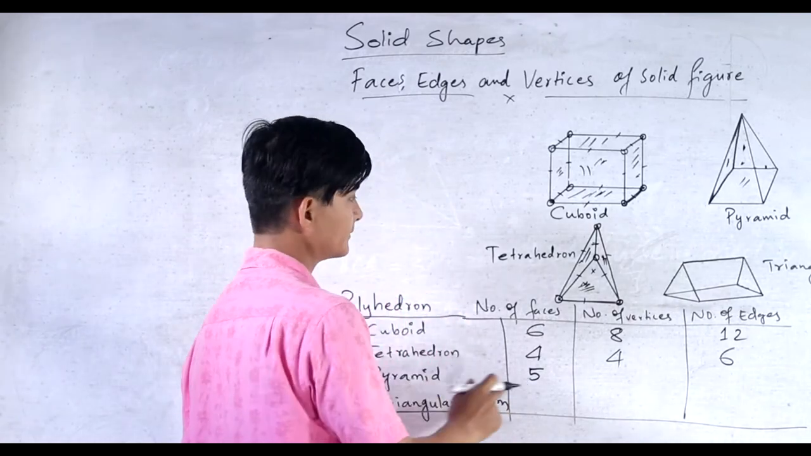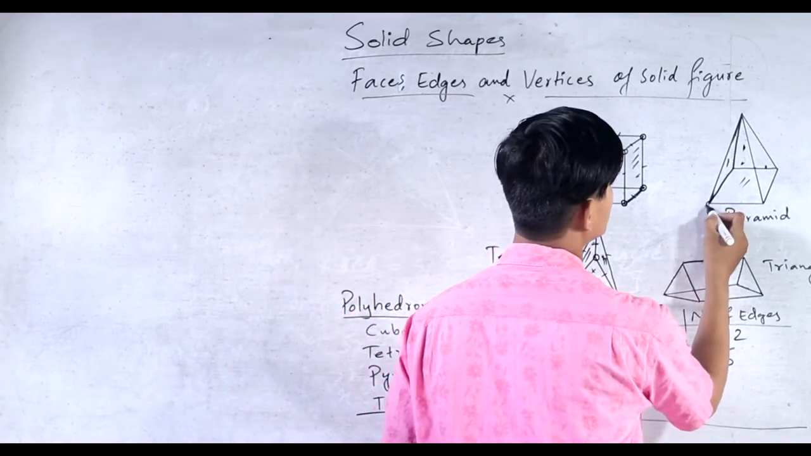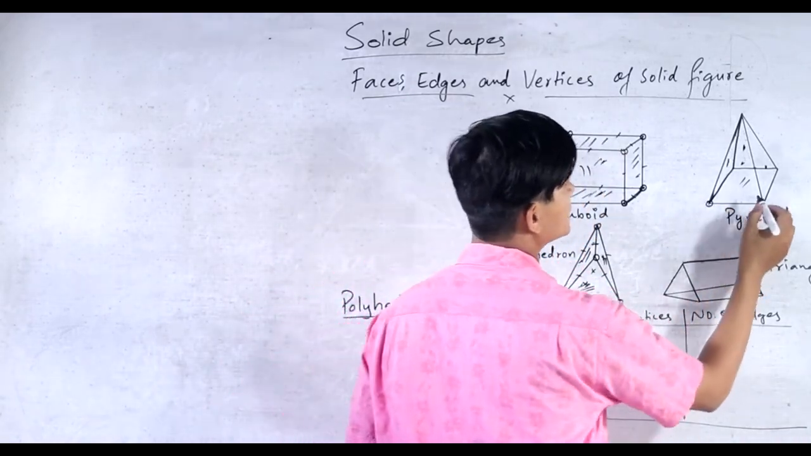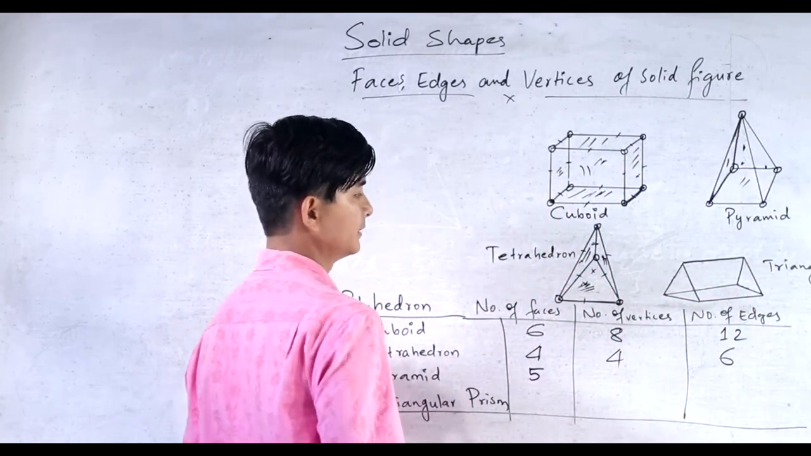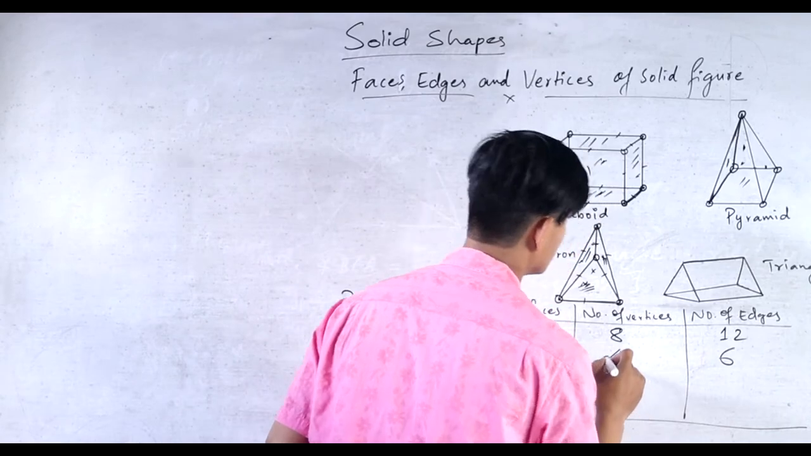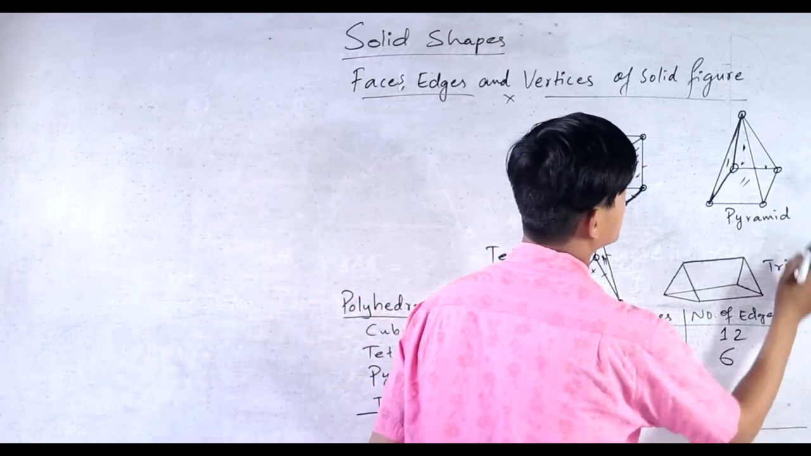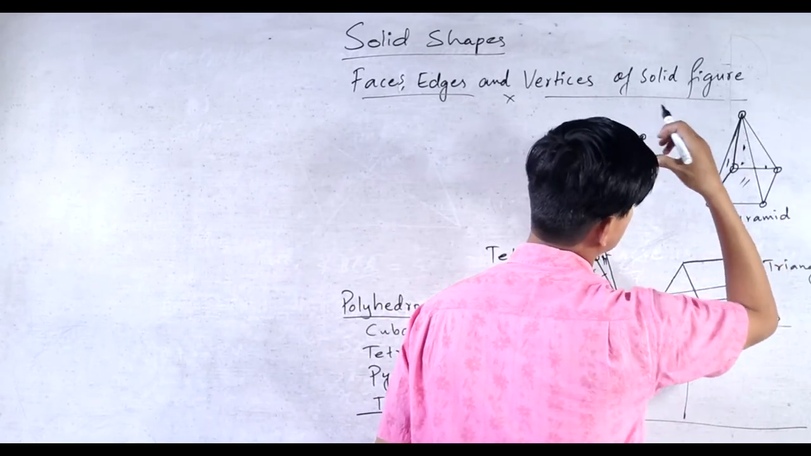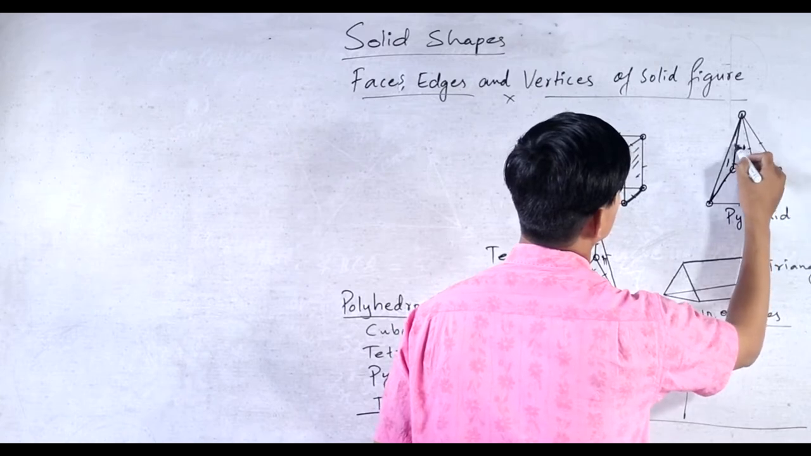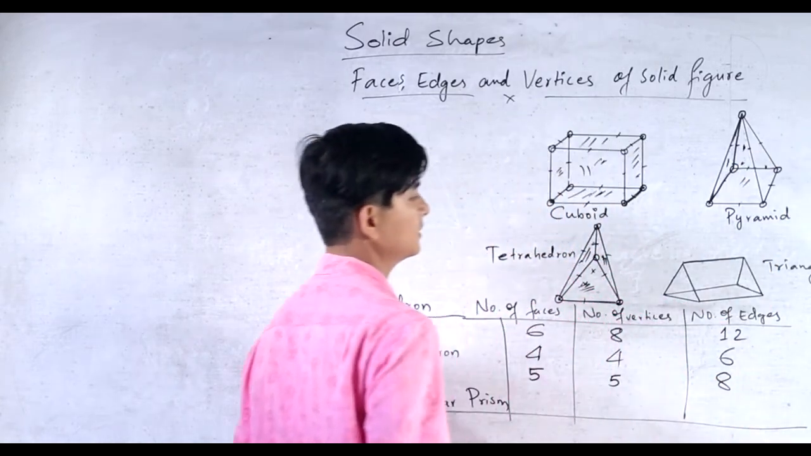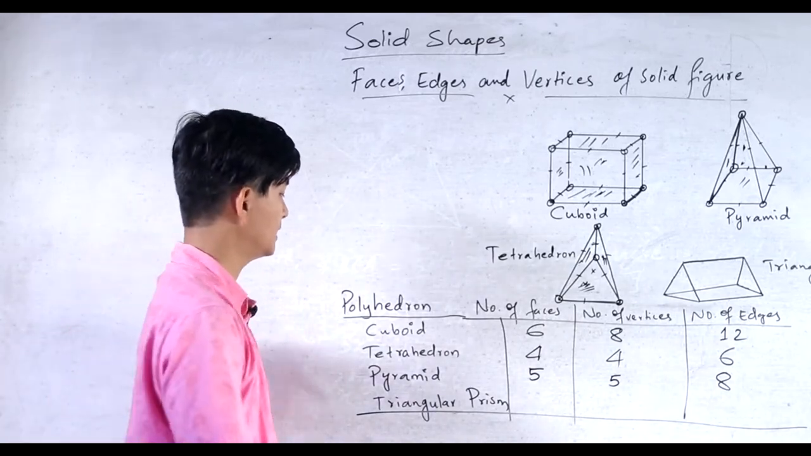Now, the number of vertices, how many here? You can count the corner points. 1, 2, 3, 4, 5, okay, 5 vertices. Now edges also, you can see here how many edges, just count it. 1, 2, 3, 4, 5, 6, 7, 8 edges in pyramid. We have got 8 edges in pyramid.